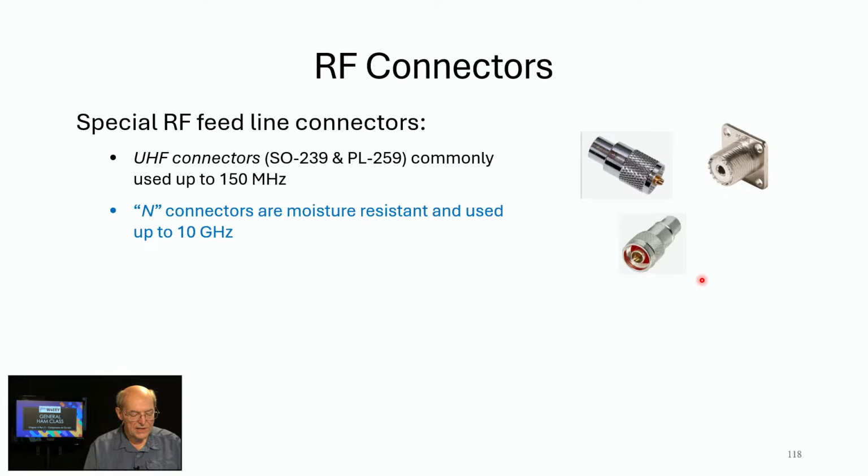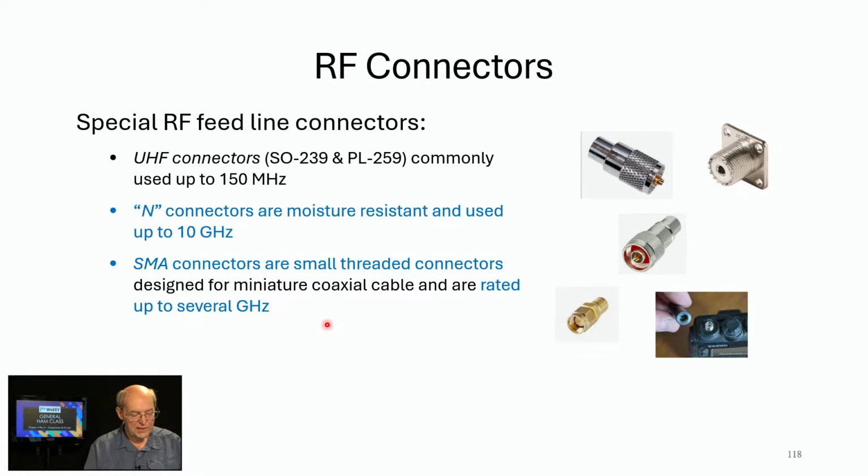industry designations. Now, N connectors are moisture resistant and used up to 10 gigahertz. You can kind of see this little red seal inside. That's what makes it moisture resistant. Used up to 10 gigahertz. It's higher than our HF radios need.